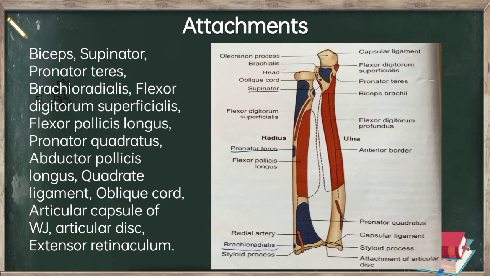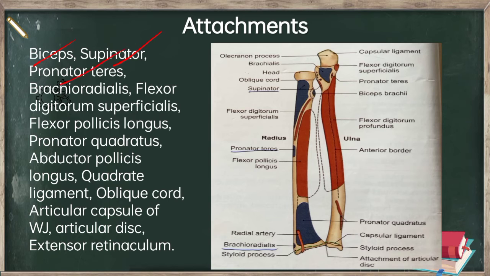Moving further to the attachments. So first is biceps. Biceps is a Latin word which means 2 heads, is inserted into the rough posterior part of the radial tuberosity. As you can see here, it is inserted onto the radial tuberosity. The anterior part of the tuberosity is covered by a bursa. Next is supinator. So supinator is again a Latin word which means to bend back. It is inserted into the upper part of the lateral surface. Supinator is here. This is upper part and this is lateral surface.